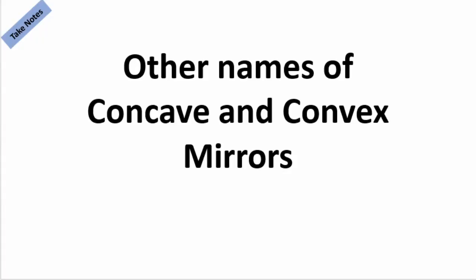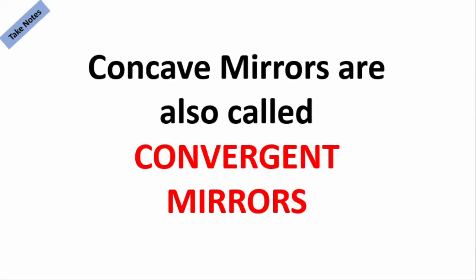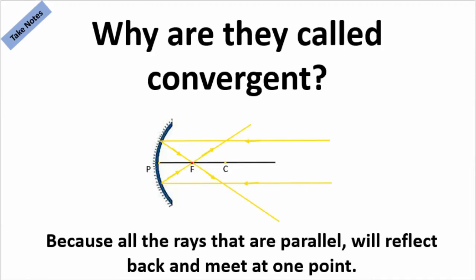Okay, so now that we are familiar with the ray diagrams for both of these mirrors, I'm going to tell you about certain names that we call them. Every concave mirror is called a convergent mirror. By convergent, I mean that every ray that comes parallel to the principal axis is going to hit the mirror and converge or meet at one point. They come closer to each other.